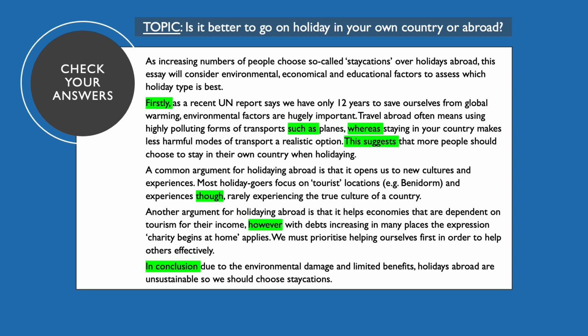Now, firstly, is being used right at the beginning there to introduce an argument. Then we have such as being used to introduce an example. And then whereas being used to show contrast again, to show how things are different. That's followed by this suggests being used to introduce the conclusion that's being made, though being used for contrast, however, also being used for contrast, and in conclusion, of course, to introduce the conclusion of the piece. Did you manage to find all of those?